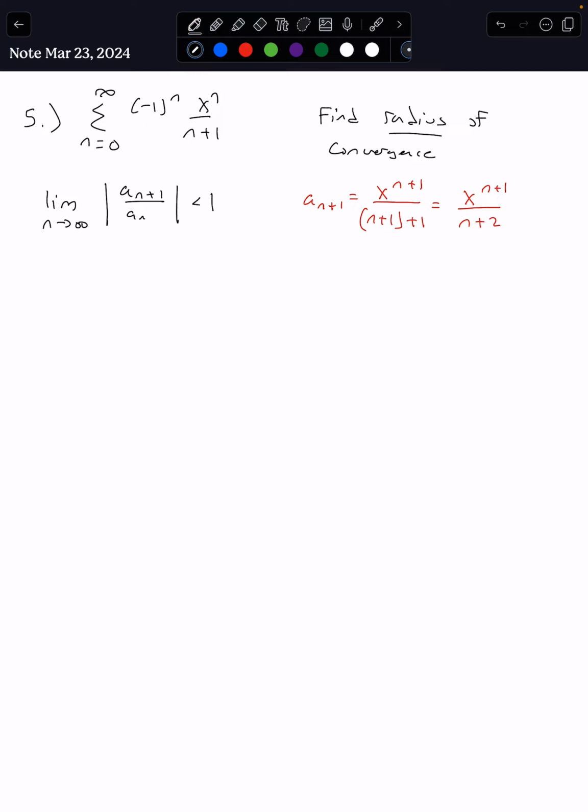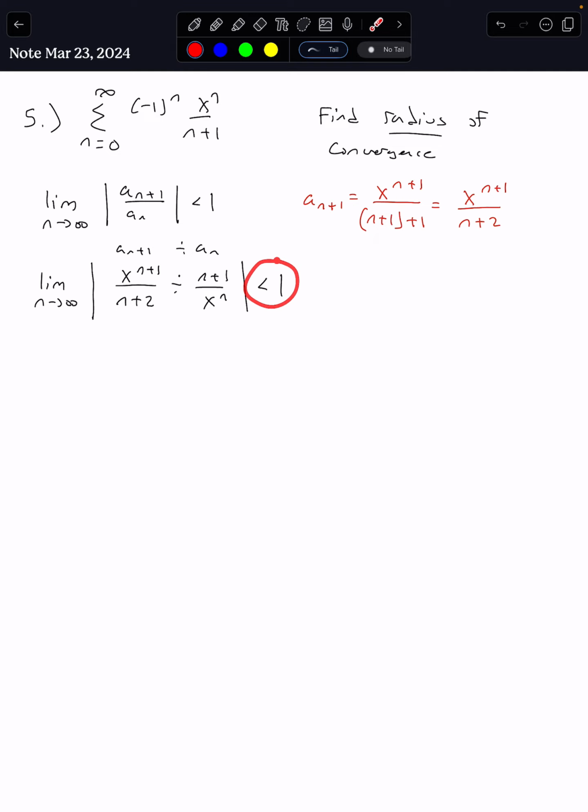So when we write out our ratio test, the limit as n goes to infinity, we're going to take our next term and we're going to divide it by the previous term, or the original term. The next term we just said was this x to the n plus 1 over n plus 2. We're going to divide that by the original, but we're going to flip it, so this becomes n plus 1 over x to the n. And we want to make sure that that is less than 1 right there. So you make sure you have that less than 1, because that less than 1 is telling us we know that this will converge. We want this to converge. We're going to do a little bit of algebra. We're going to simplify this.